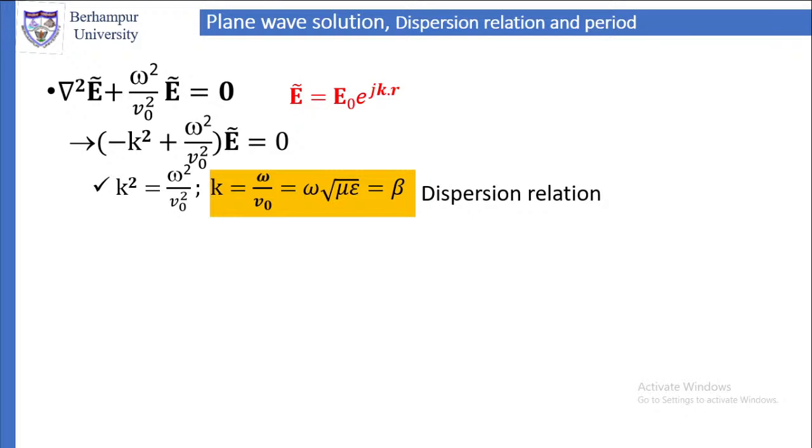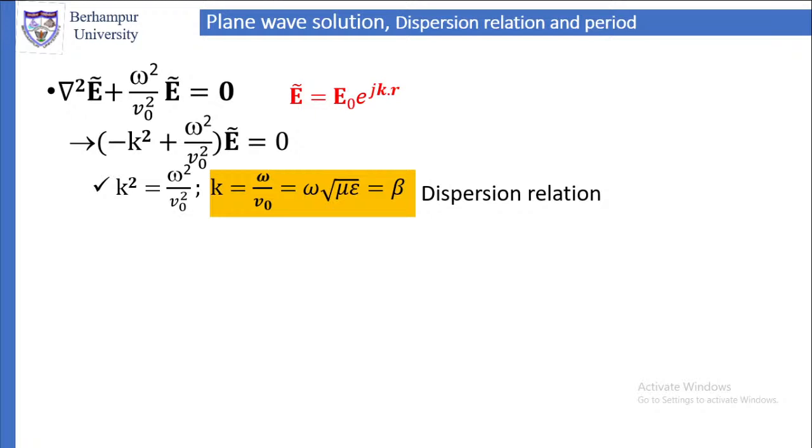You know, V0 is called the intrinsic velocity of the medium. So in the medium, the velocity is V0. So k square is equal to omega square by V0 square, from which we can say k is equal to omega by V0.